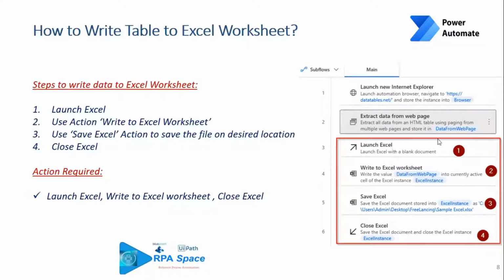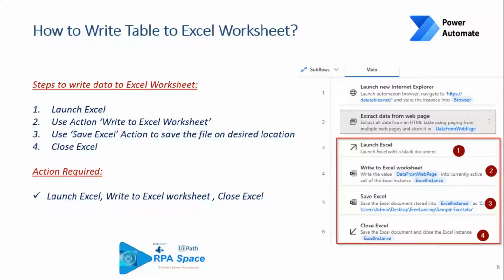Launch Excel will be opening Excel, and then write will have an input which is nothing but a data table that we are going to write, and where you want to write it will be auto populated. If you want to rename, you could do that as well. It will again ask you to save in which format, either CSV or other things, which is under the save Excel action. And if you don't want to change any format, you can directly use close Excel with save as an option.